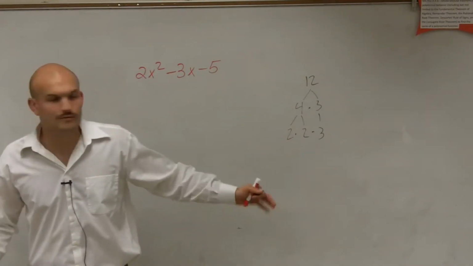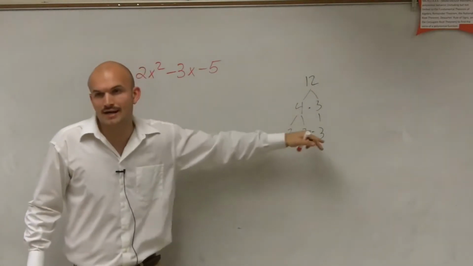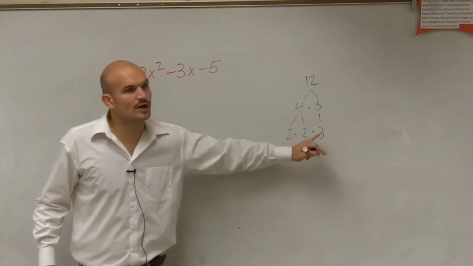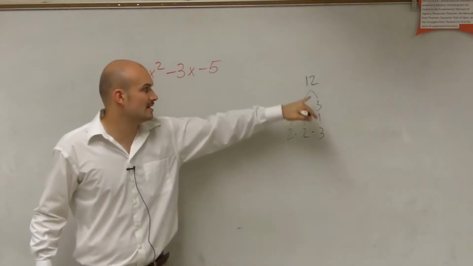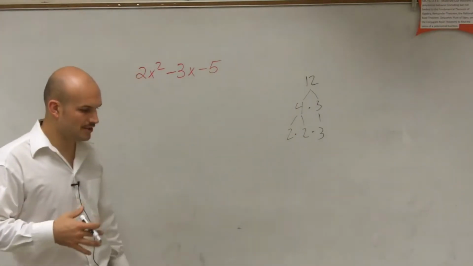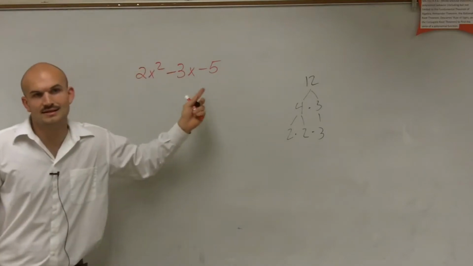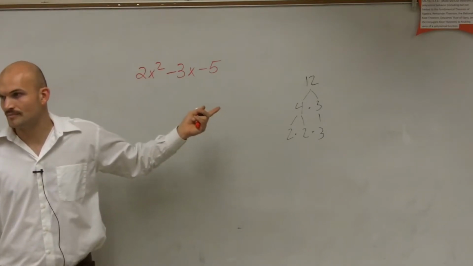And what were we really doing? We are taking our number 12 and writing it as a product of numbers. These are what we call factors because when you multiply them, you get back 12, right? So when I say factor a polynomial, that's what I want you to do. I want you to rewrite this as a multiplication problem, all right?